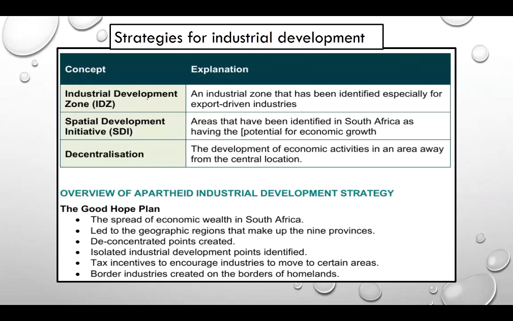Number one, we have what we call the Industrial Development Zone, or IDZ. This is an industrial zone that has been identified especially for export-driven industries. And then we have the Spatial Development Initiative, which are the areas that have been identified in South Africa as having the potential for economic growth. Or you can simply say they are transport and development areas along major transport routes.